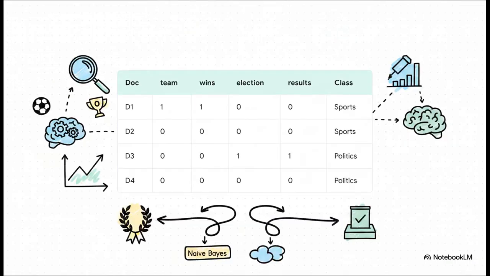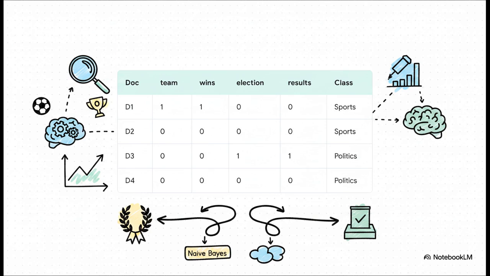Okay, so what about classification? How do we teach a computer to categorize a document as sports versus politics? We use feature extraction to convert text into numerical form, often called a bag of words matrix. Let's say document 1 contains the words team, wins, and match. It gets a 1 in those specific columns, and the document is labeled as the sports class. Document 3 contains election and results, so it gets a 1 in those respective columns and is labeled politics.